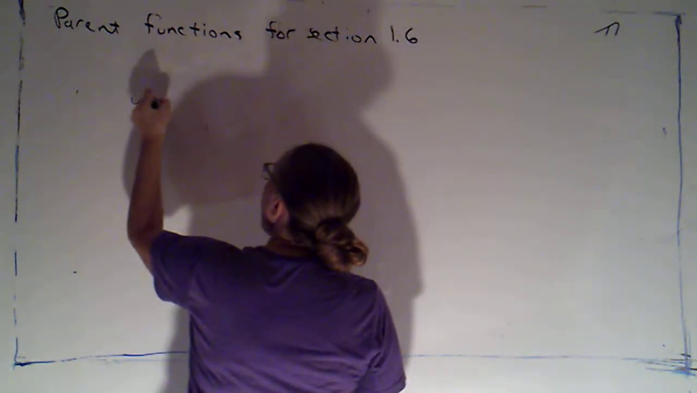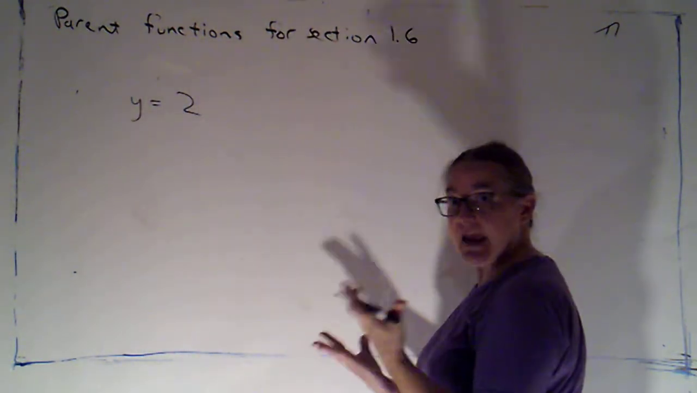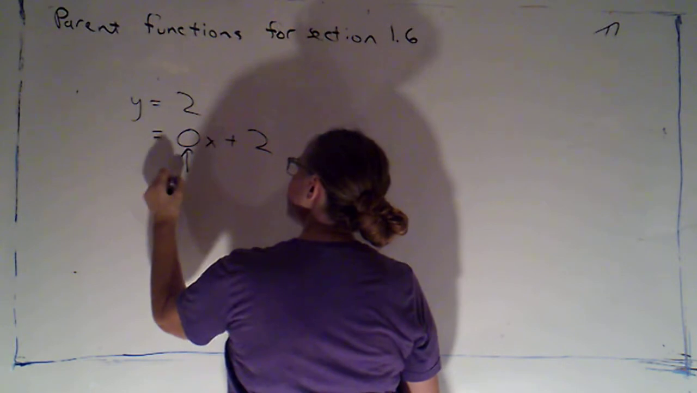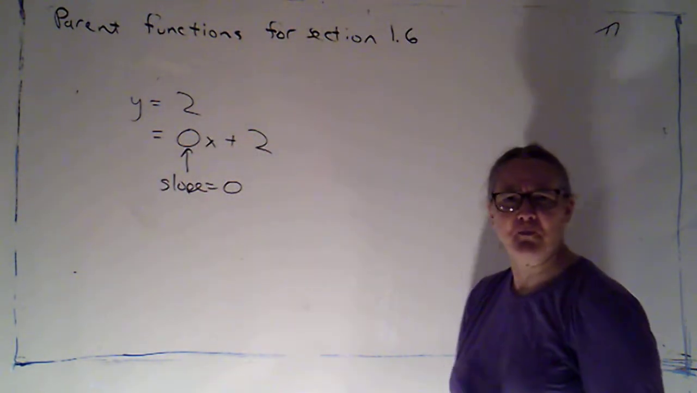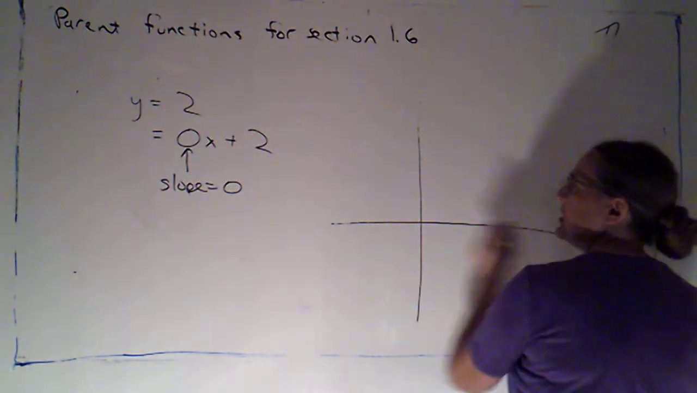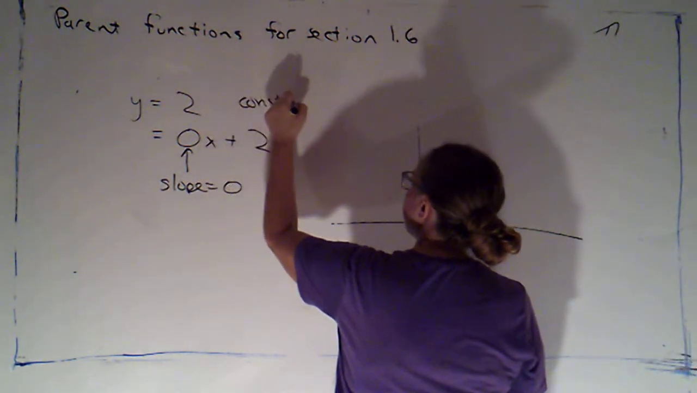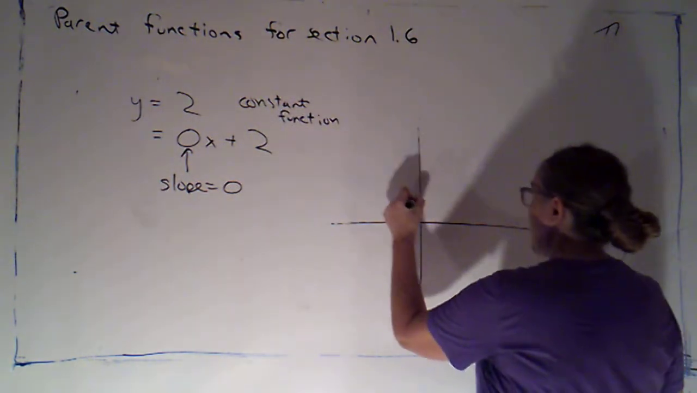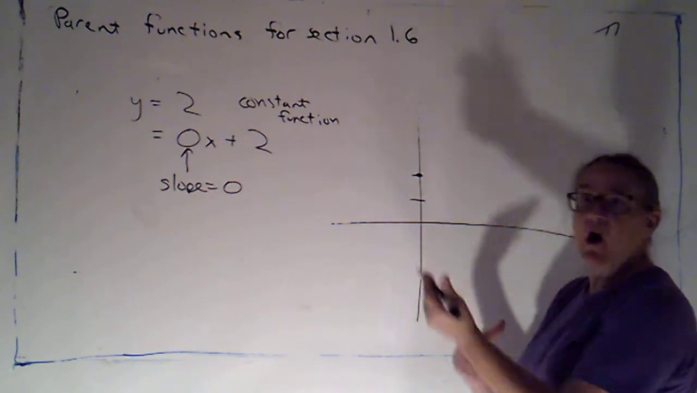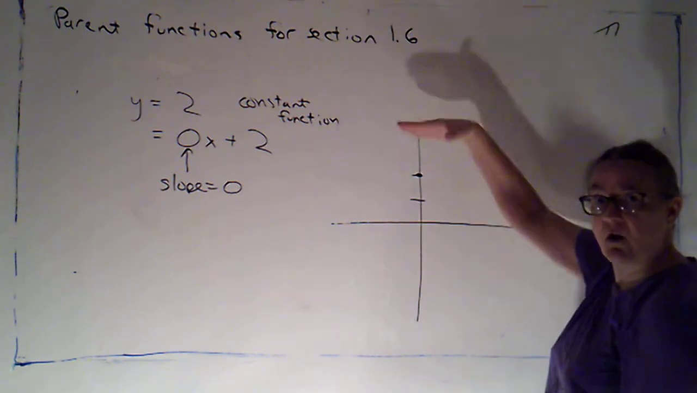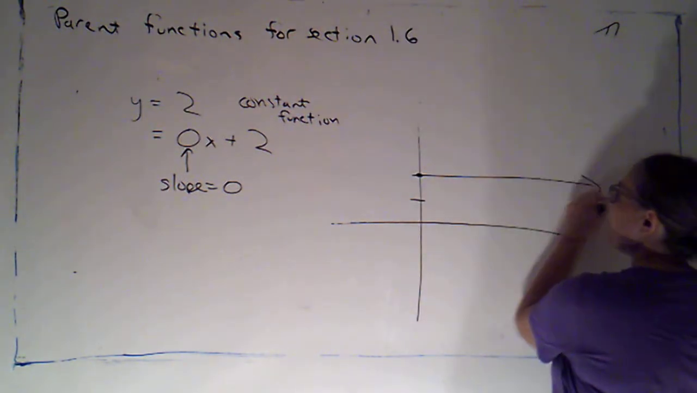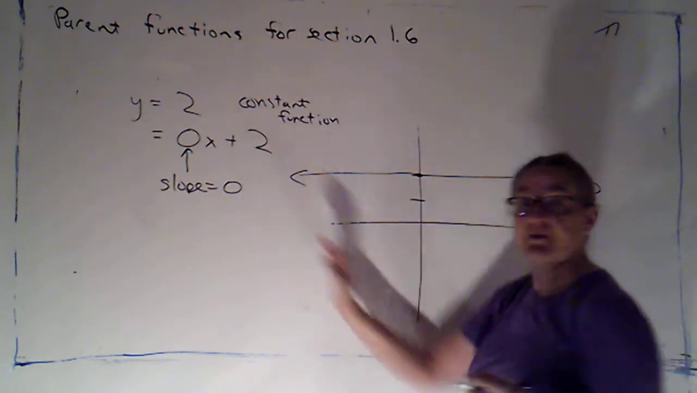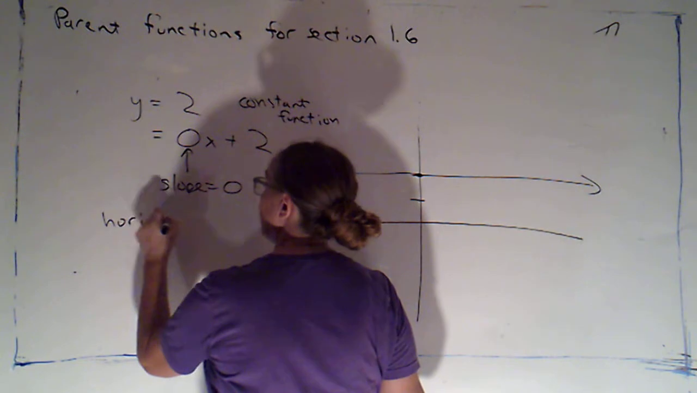Now, if I have something like y equals 2, that counts as a line. Notice that's the same as 0x plus 2. So the slope is just 0. And if y is equal to 2, we actually call this a constant function because the y value is constant. It's not changing. So of course the y-intercept is 2, but then y isn't changing. I'm not going up or down at all, but I can go left or right as far as I want to. So a constant function, which is a line with slope 0, is just going to be a horizontal line.